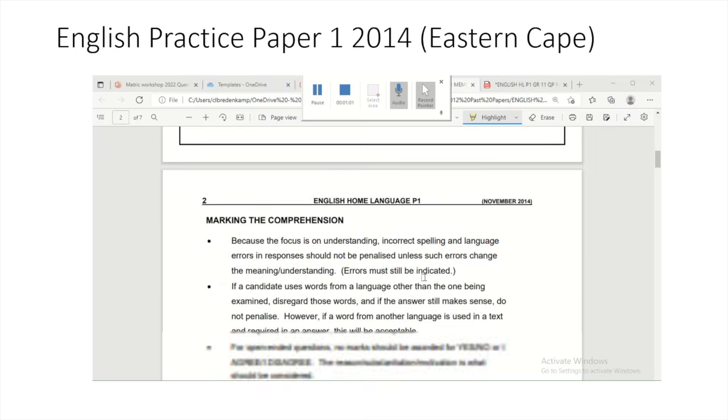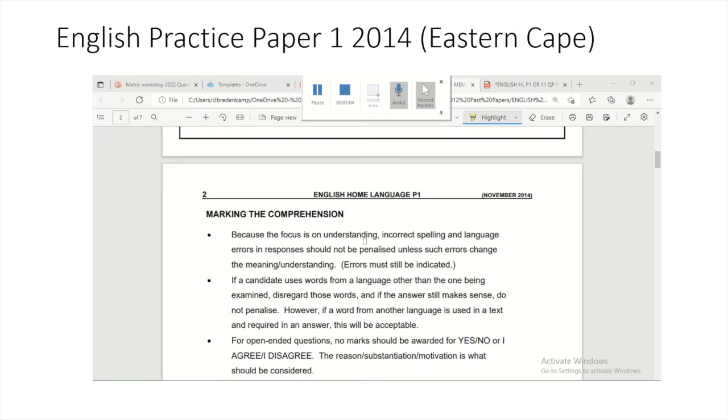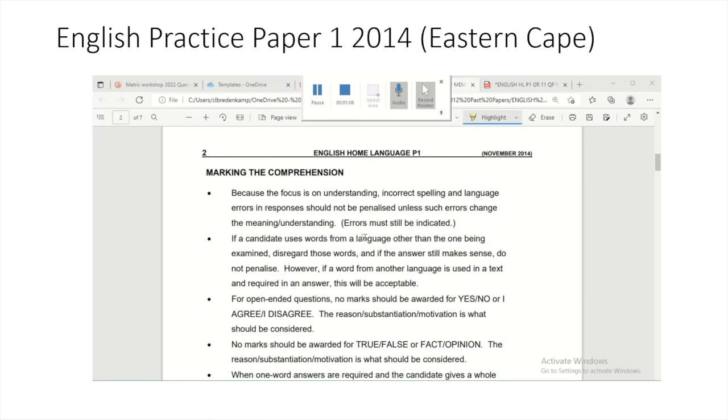All right, let's have a look at some of the marking guidelines, just some of the basic hints and tips over here. Maybe you haven't heard of these before. So, because the focus is on understanding, right? Incorrect spelling, language errors in response should not be penalized unless the errors change the meaning or the understanding of the sentence. So that's good news for a lot of you. If you do make a spelling error and it doesn't actually change the understanding of your sentence, a mark does not get deducted.